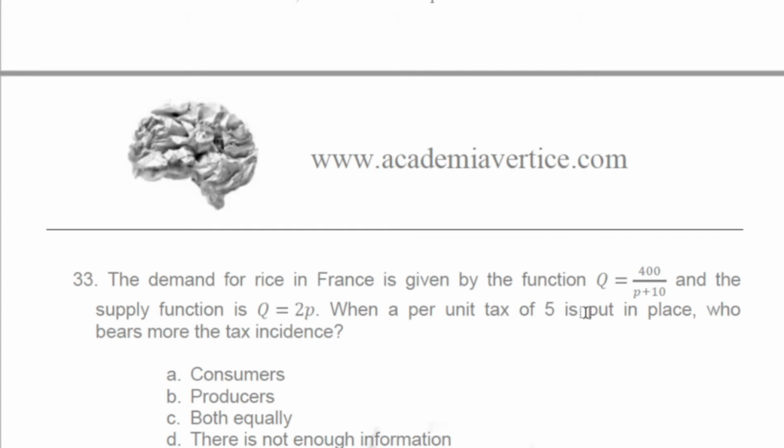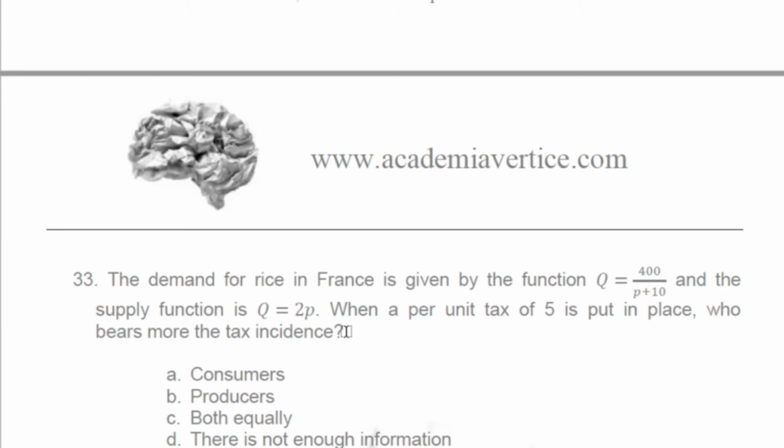33rd, the demand for rice in France is given by the function q equal to 400 divided by p plus 10, so a hyperbolic demand, and the supply function is q equal to 2p. When a per unit tax of 5 is put in place, who bears more the tax incidence? Well, I told you before in a previous video, I think, that who bears the tax incidence is the group with the more inelastic curve at the equilibrium.